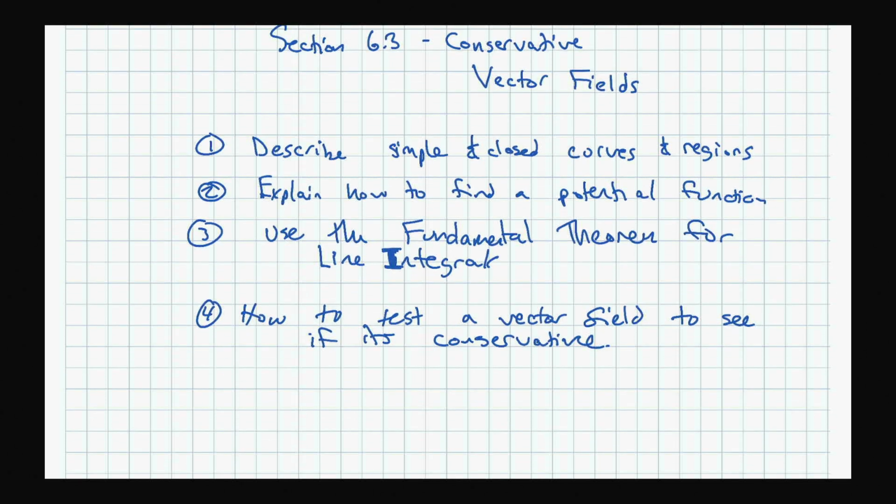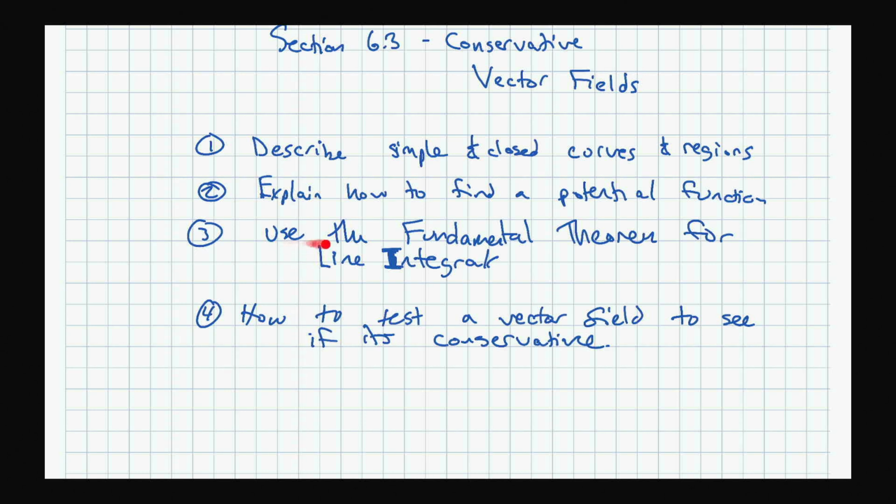And also this section is not particularly difficult at all, really. So with that said, we'll get right into it. What we're going to talk about is what simple and closed curves and regions are. That'll be really simple. Just look at some pictures. We're going to explain how to find the potential function for a vector field, which we've already actually done. So it'll just be doing it again.